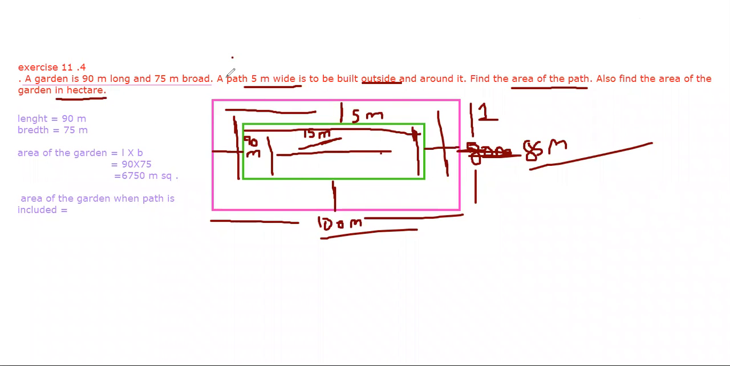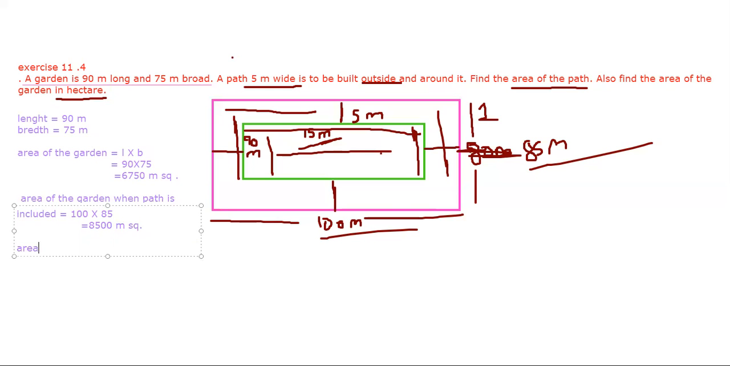So now what we look at is, when the path is included, our area has length 100 meter and breadth 85 meters. So 100 into 85 is equals to, that is really easy, 8500 meter square. Yeah, that is it. We found the area of the garden.